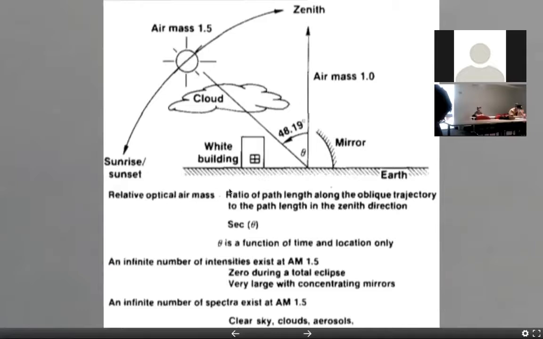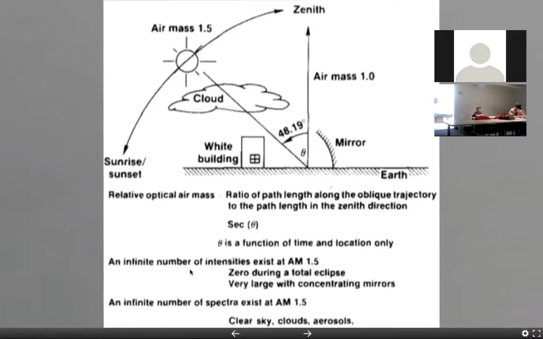So the relative air mass, we've seen this before, is basically the ratio of the path length along the oblique trajectory to the path length in the zenith direction. In other words, this is the distance in this direction, let's say in this location, divided by the distance in that direction. So this is 1.5 times longer. This can also be defined as secant of theta, where theta is the angle measured from the normal. Theta is a function of time and location.